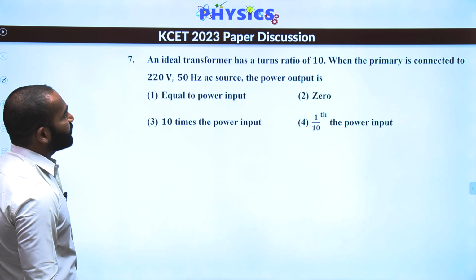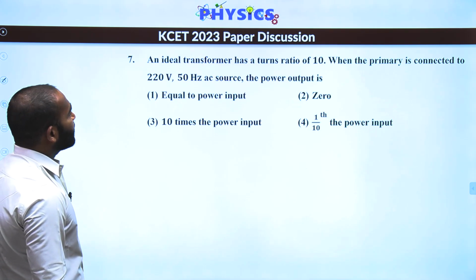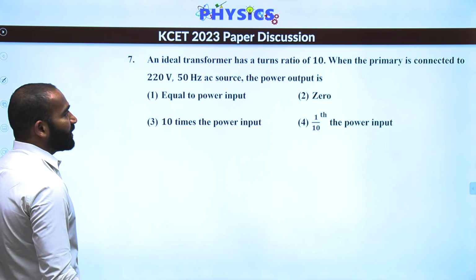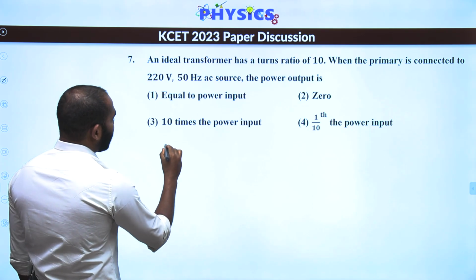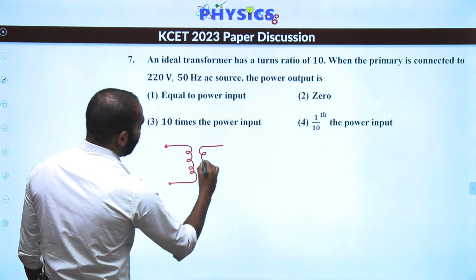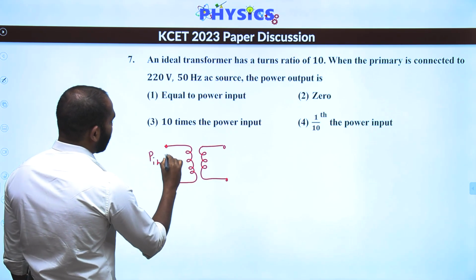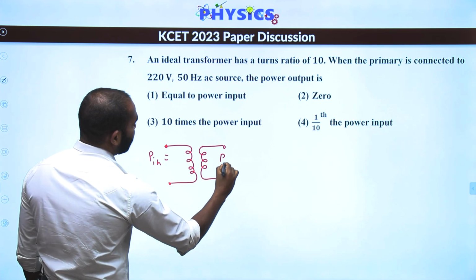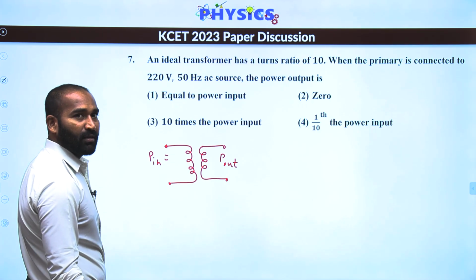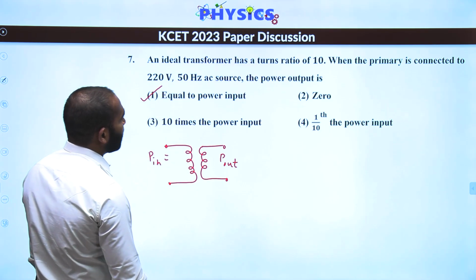Next, an ideal transformer has a turns ratio of 10. When the primary is connected to a 220 volt 50 hertz AC source, the power output is... See, if you take any transformer, the power input is always the same as the power output, assuming that it is an ideal transformer. So therefore it should be equal to the power input itself.